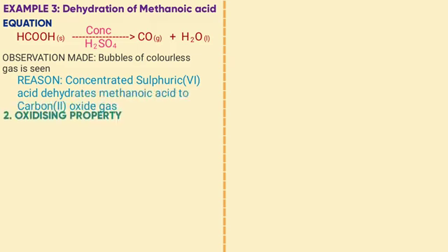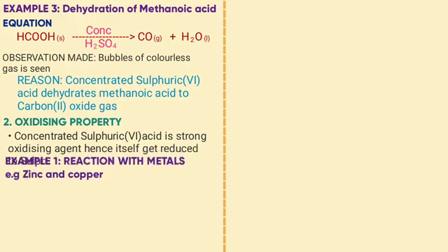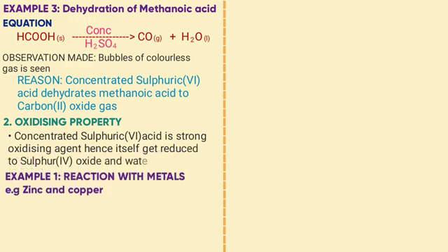Now, property number 2 is oxidizing property. Concentrated sulfuric acid is a strong oxidizing agent, hence itself gets reduced to sulfur dioxide and water. Example number 1 is reaction with metals, e.g. copper and zinc. I can give an example of copper. Equation: copper plus 2 sulfuric acid, arrow, copper 2 sulfate solution plus sulfur dioxide plus 2 water.